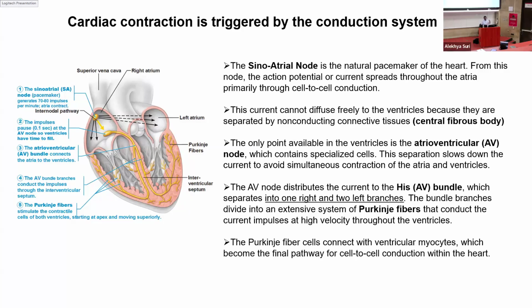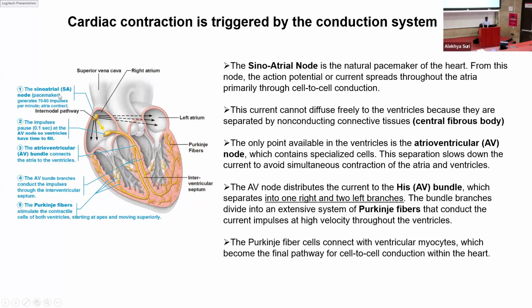So this entire conduction system is very important because this is the first step in a cardiac contraction. Once the conduction system is stimulated, it will be converted to mechanical stimuli, and then the cardiac muscle contracts. The first step is the signal, which is generated in a specific type of cells called SA nodal cells, which is located in the right atrium. It is also called the natural pacemaker of the heart. From this node, the action potential, or the current, starts and then spreads throughout the right atrium and then to the left atrium.